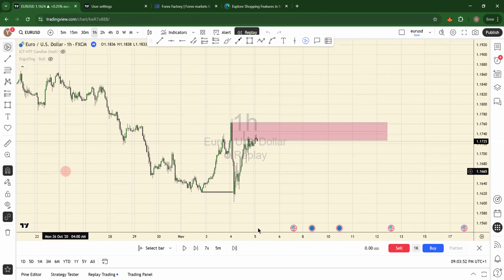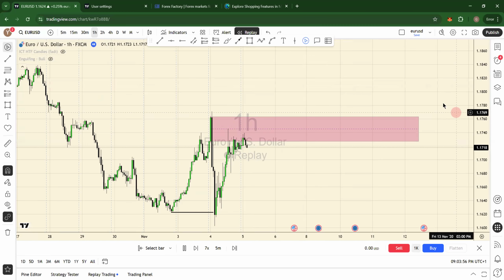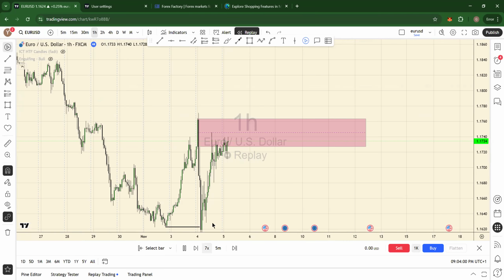Okay. Now, let's see what happens here, if price is going to go down or is going to turn the area to a breaker. Let's use 10x.